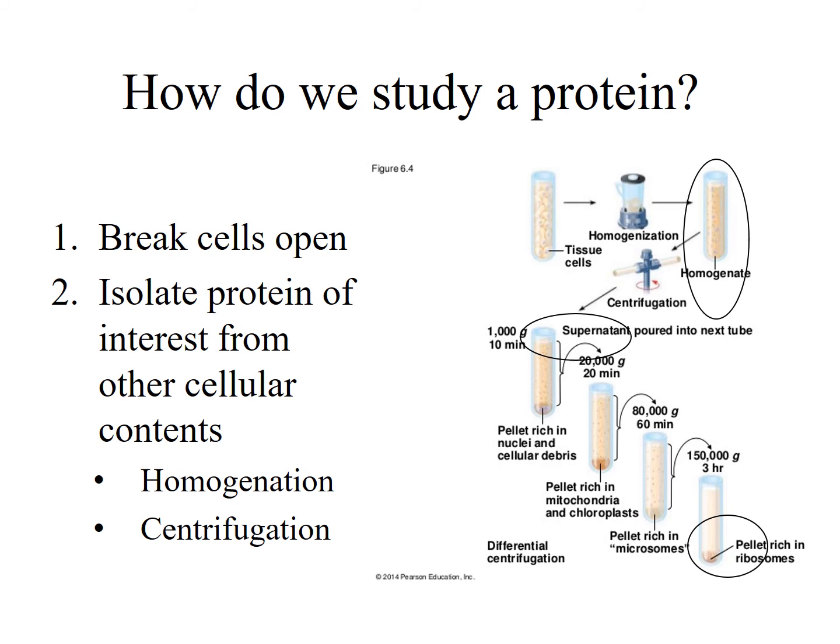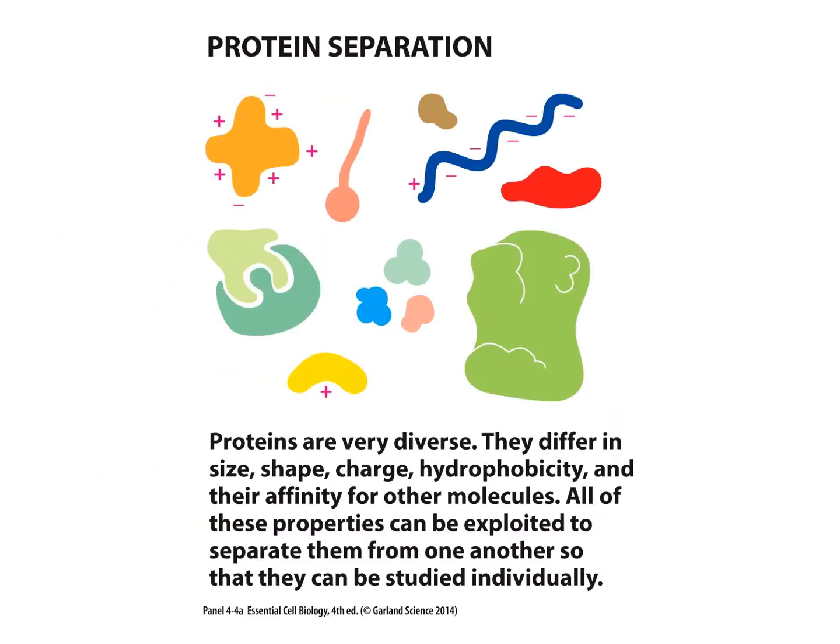Once the cell's contents have been released, then we would use centrifugation to separate the contents. The spinning in the centrifuge would have a liquid portion that's called a supernatant, and it produces a pellet that settles to the bottom. The heavier materials are in the pellet. Based on the G-force at which the centrifuge is operating, the components of the pellet would vary.